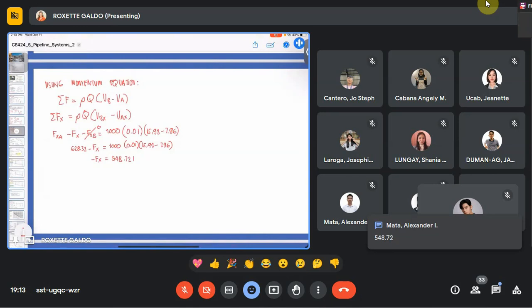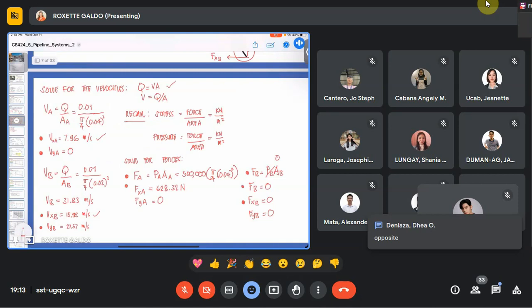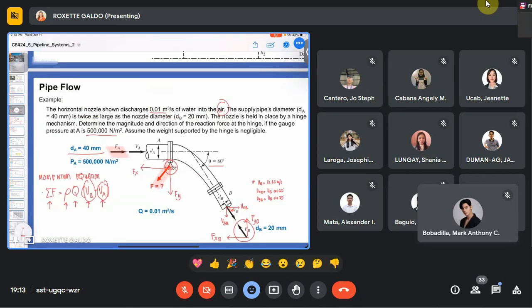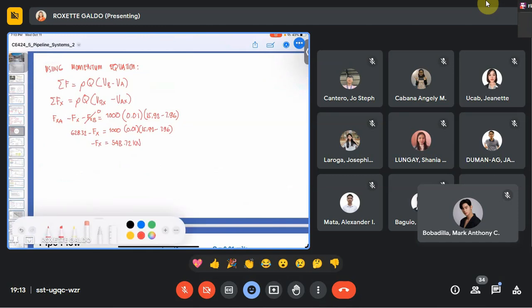548.72 kilonewton. Now, notice that it is negative. So, what does this mean? It means that the assumption for the direction is wrong. Fx is what we assumed to be to the left, so it should be to the right. So, instead of writing negative here, we are going to indicate the direction. Fx is to the right.